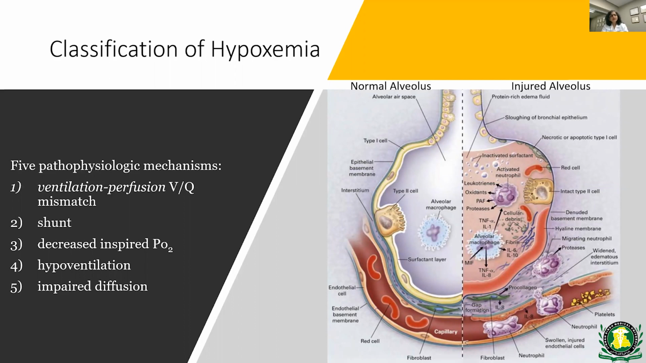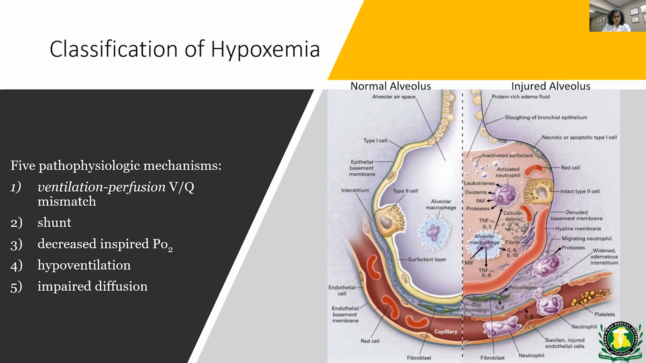Whereas hypoxemia from VQ mismatch is responsive to supplemental oxygen, hypoxemia from shunt is not. In a hospital setting, a decreased inspired O2 or PiO2 can usually be excluded because most patients will be placed on supplemental oxygen. Hypoventilation can also be rapidly excluded if the patient is not hypercapnic by performing an arterial blood gas.